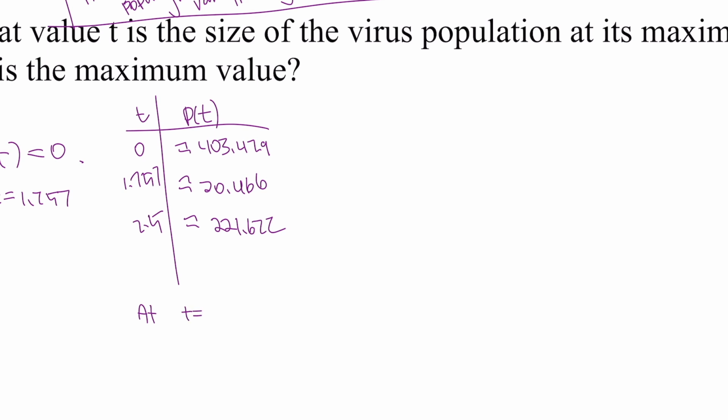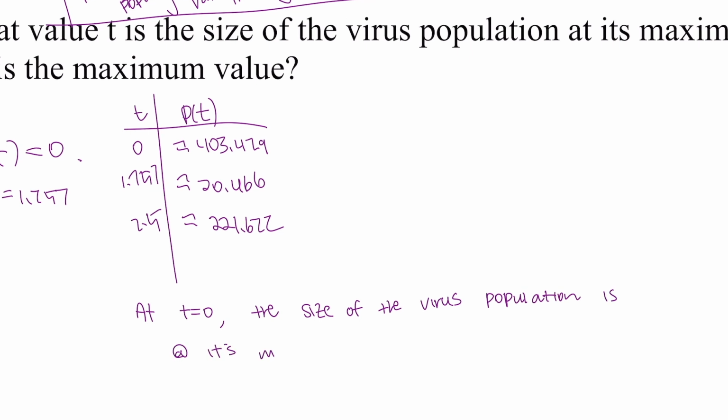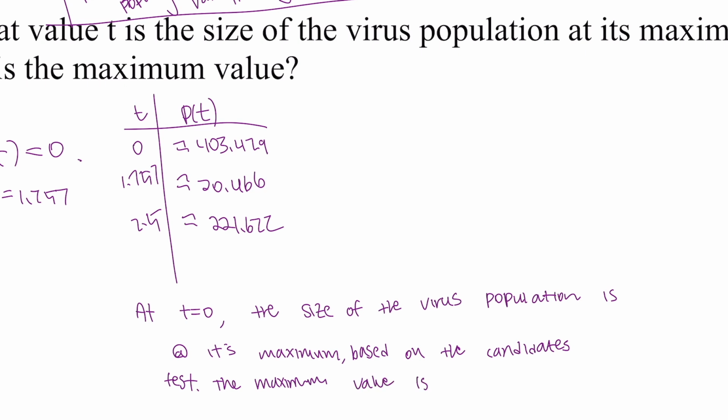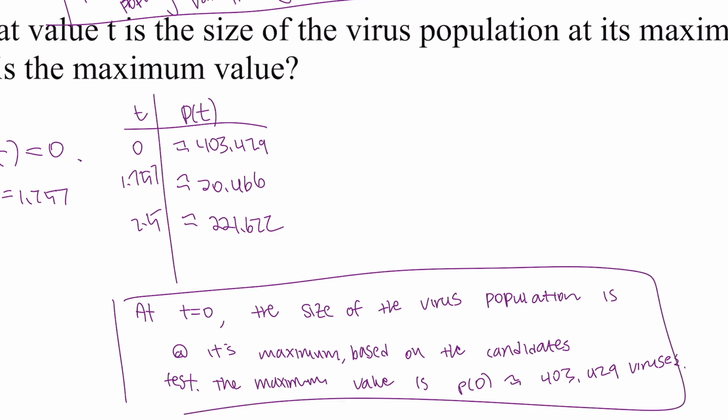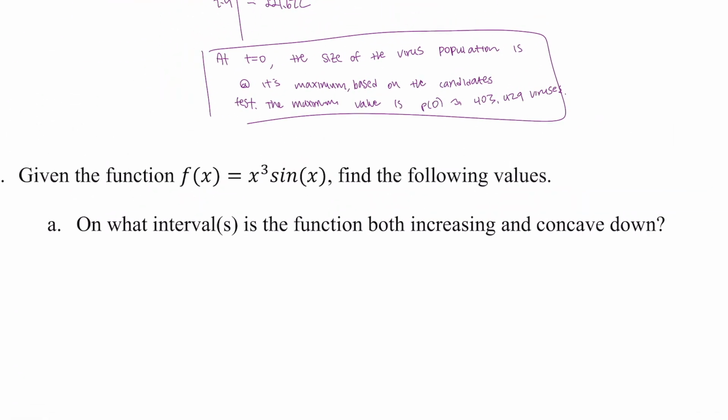At t equals 0, the size of the virus population is at its maximum based on the candidates test. So here's our answer.